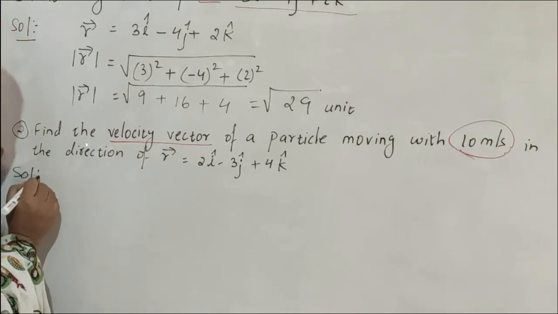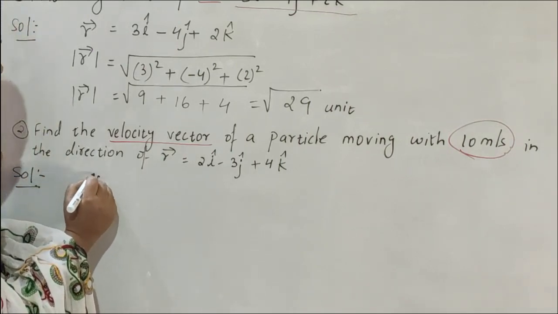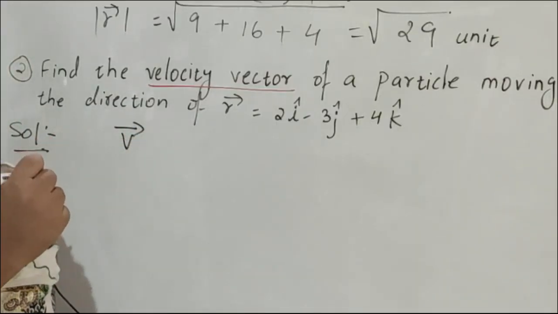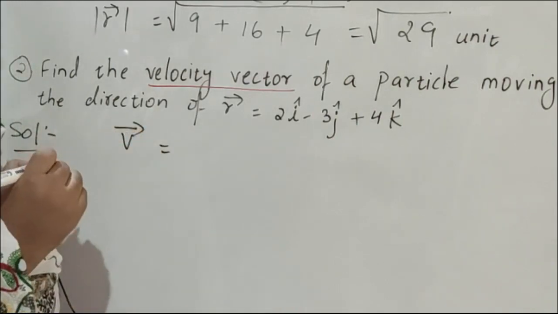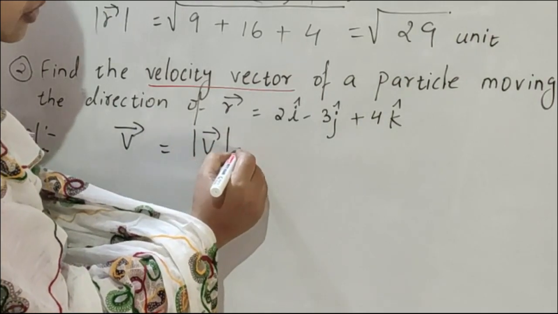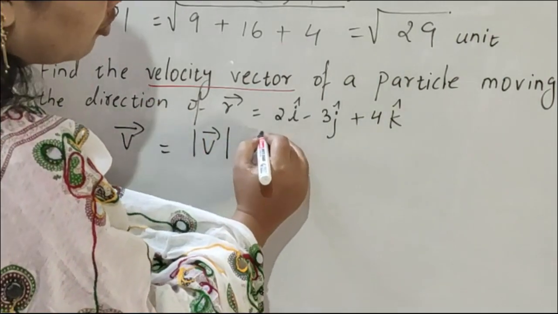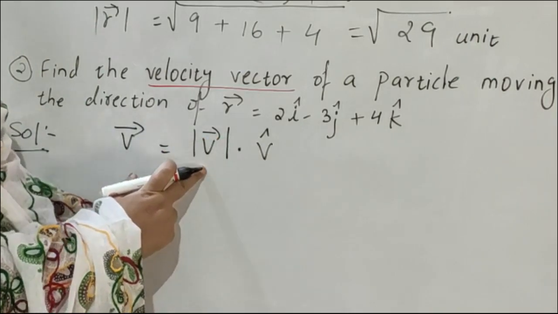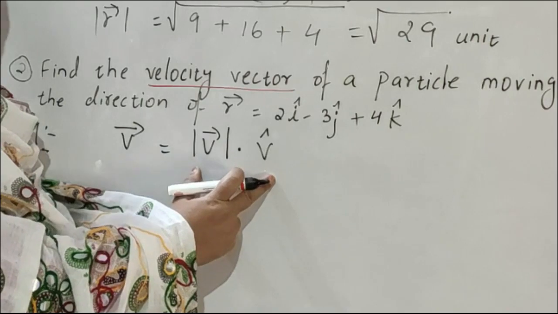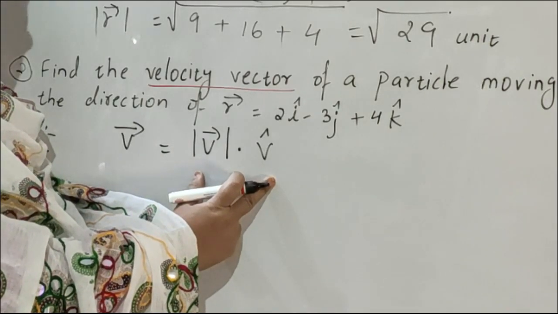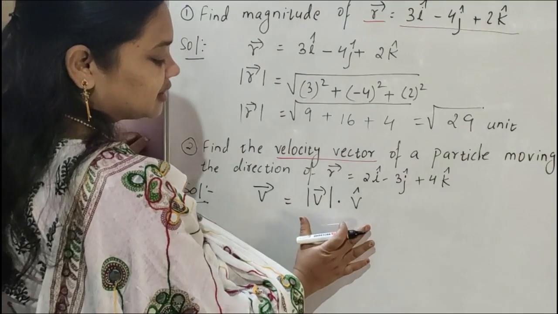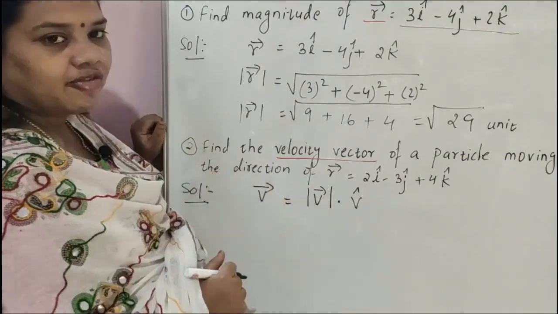So let's start the solution. You have to find the velocity vector, V vector. What is the formula? Vector magnitude into unit vector. So mode of V vector into V cap, which is the unit vector in the direction of velocity. So this is the formula for velocity vector.